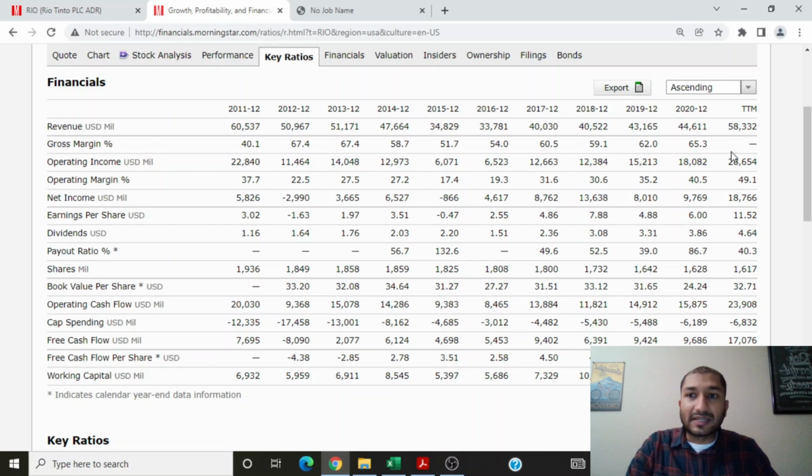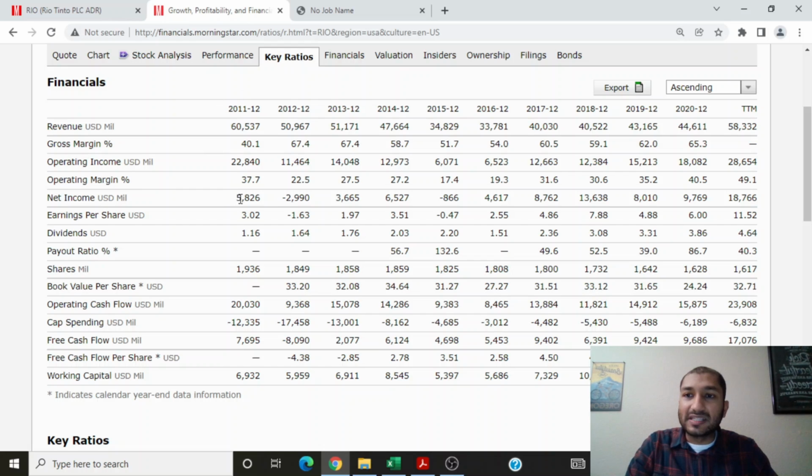For the trailing 12 months, the company's operating income was about $28.7 billion. Next, looking at the net income. The net income is the amount of money that's left with the company once it pays for the cost of goods, operating expenses, non-operating expenses, interest on its debt obligations, and taxes. In other words, the net income is the bottom line of the income statement.